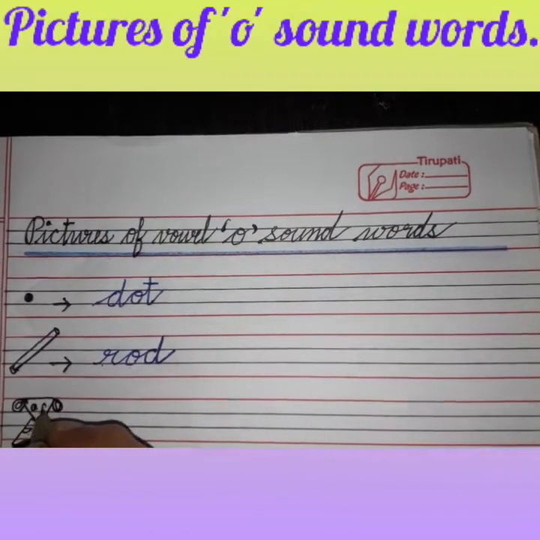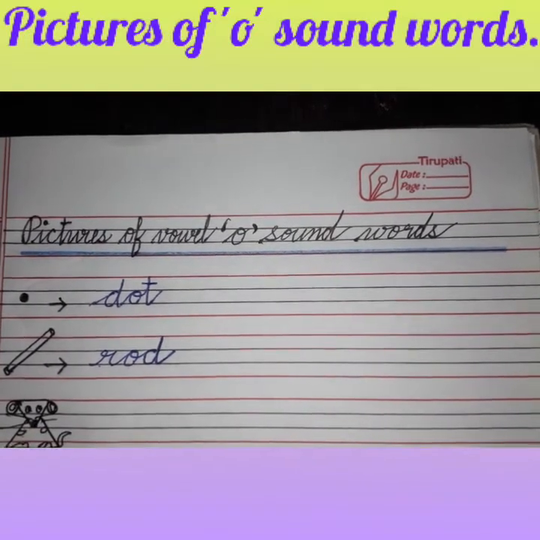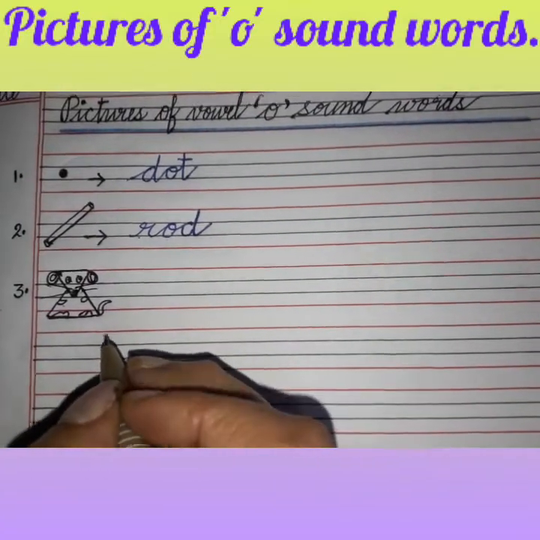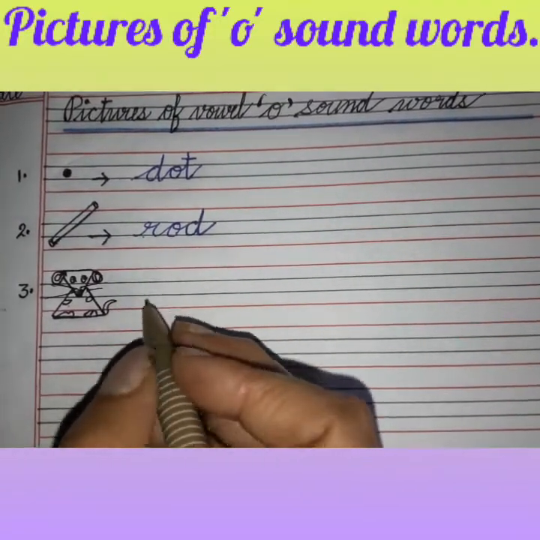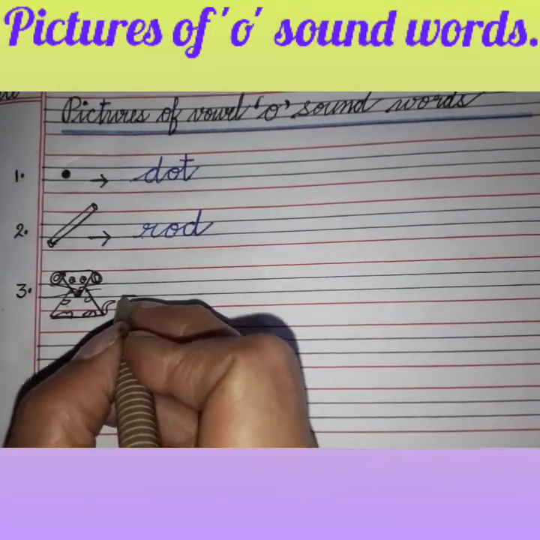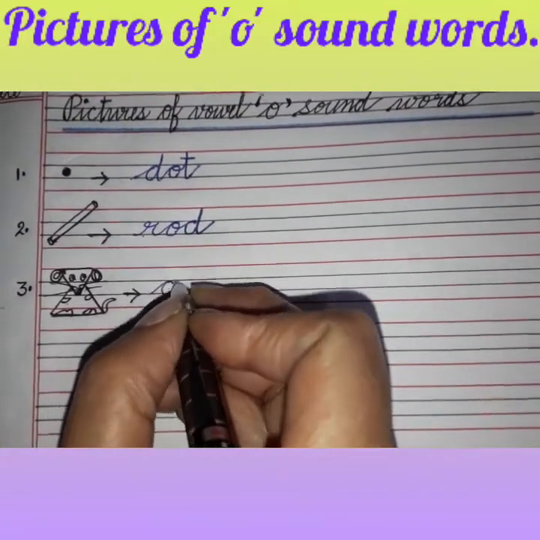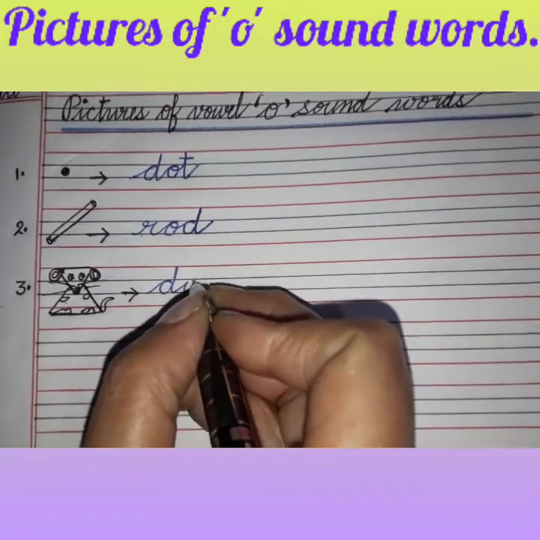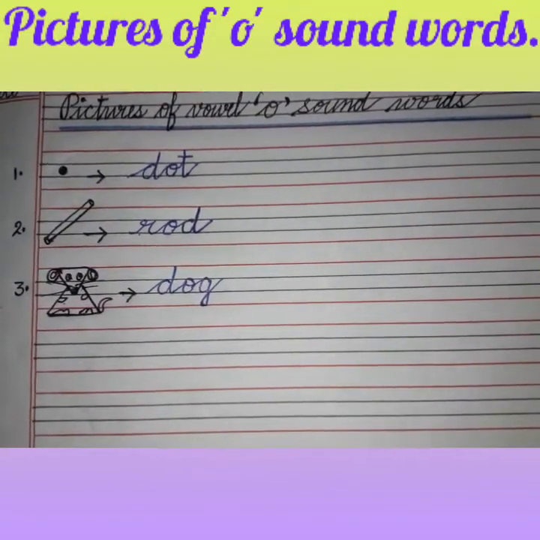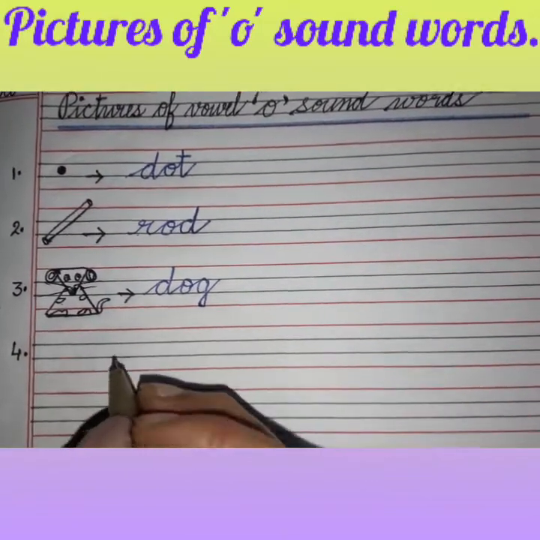Make 2 eyes here, then whiskers, snout. Okay. Now make 1 tail and 4 legs of this dog. It's a very easy picture. You all can make it very easily. So children, draw each picture on your own. Put an arrow. Write the spelling of dog. D says da, O says o, G says ga, dog. Now write number 4.